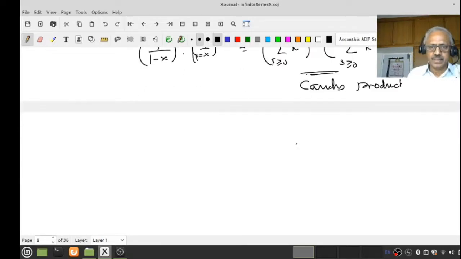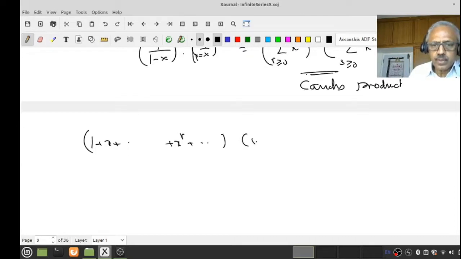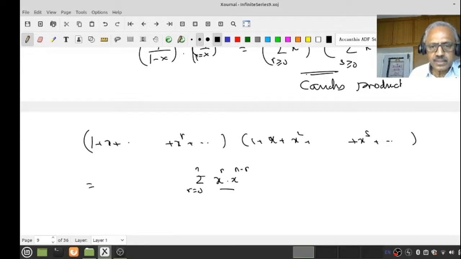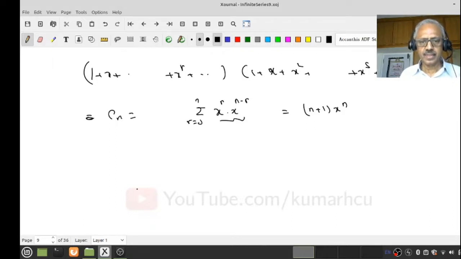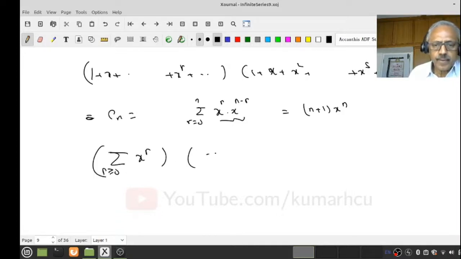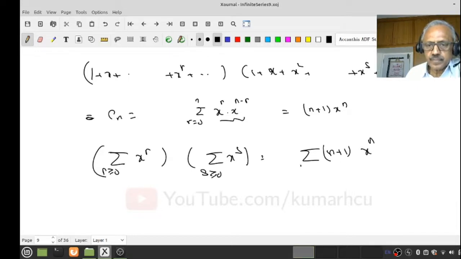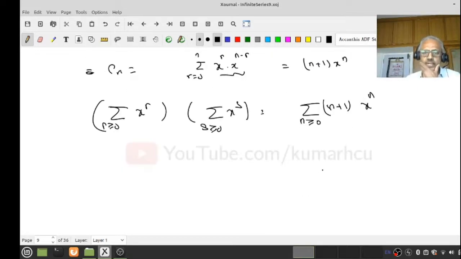Now let us look at what the Cauchy product is. The Cauchy product is 1 plus x plus x power r and so on, times 1 plus x plus x squared plus x power s and so on. So what will be the Cauchy product? It will be the sum of x power r times x power n minus r, r from 0 to n, but all these terms are nothing other than x power n. This is n plus 1 times x power n. Therefore my c n is going to be this. Do all of you understand? Therefore, the Cauchy product is the infinite series summation of n plus 1 times x power n. Now you can ask whether this converges.